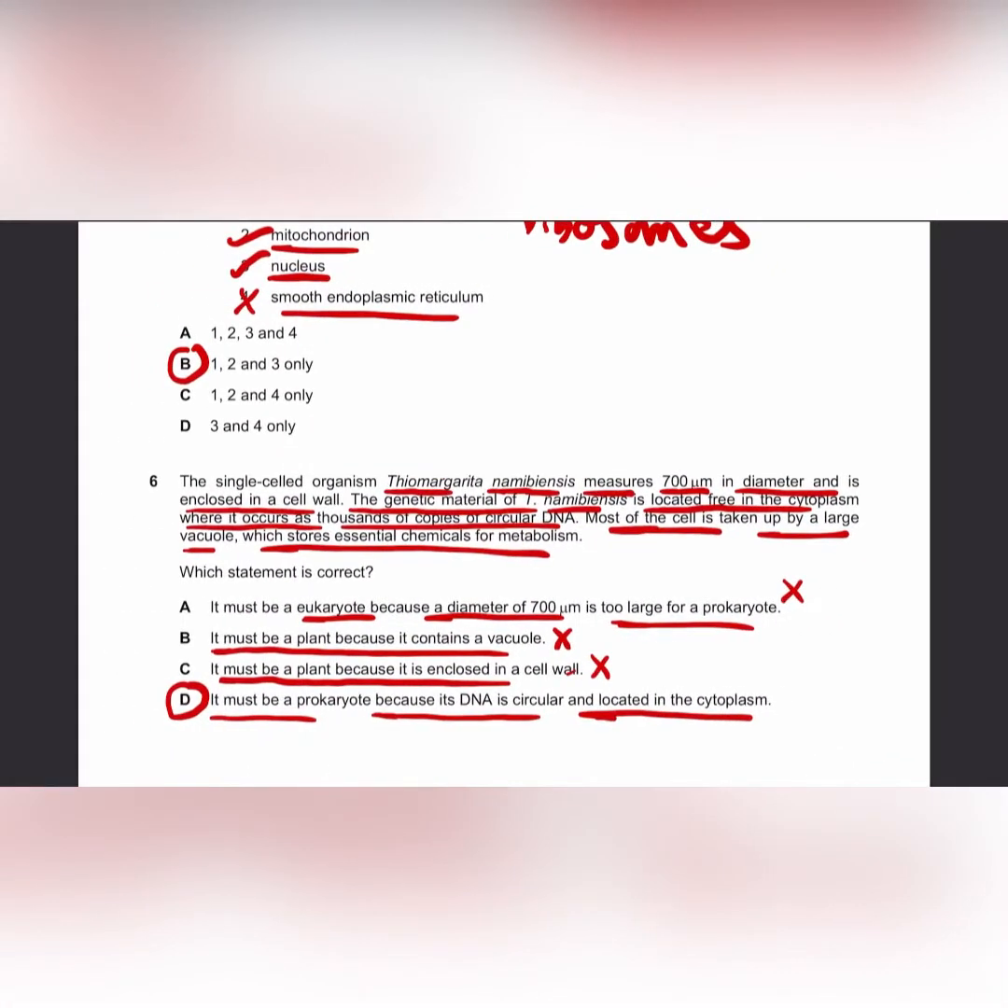It's not necessary. It must be a prokaryote because the DNA is circular and is located in the cytoplasm. This is a perfect statement. It must be a prokaryote because, as we just read in the above information, it says that the genetic material is located free in the cytoplasm, and it occurs as thousands of copies of circular DNA. So DNA is circular and it lies freely in the cytoplasm. This is the feature of a prokaryote. So it is definitely a prokaryote, right? So D is the best statement.